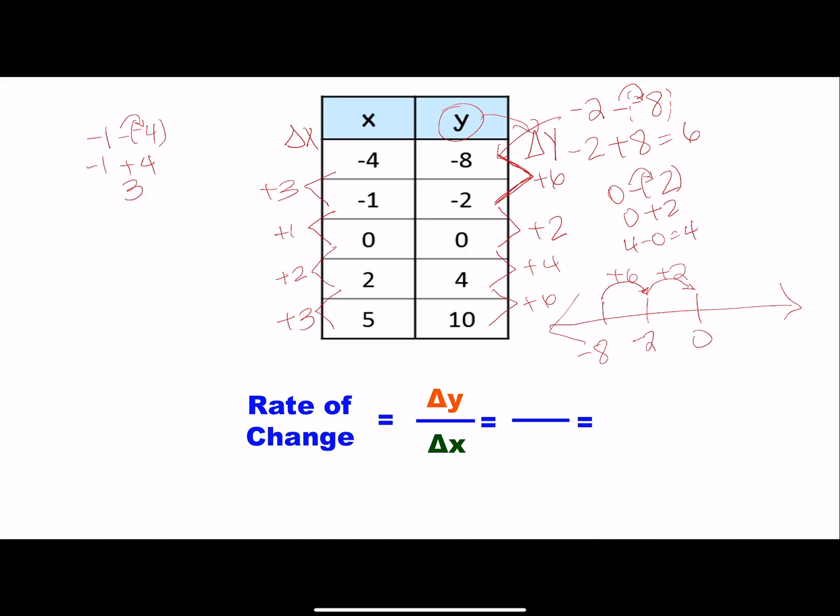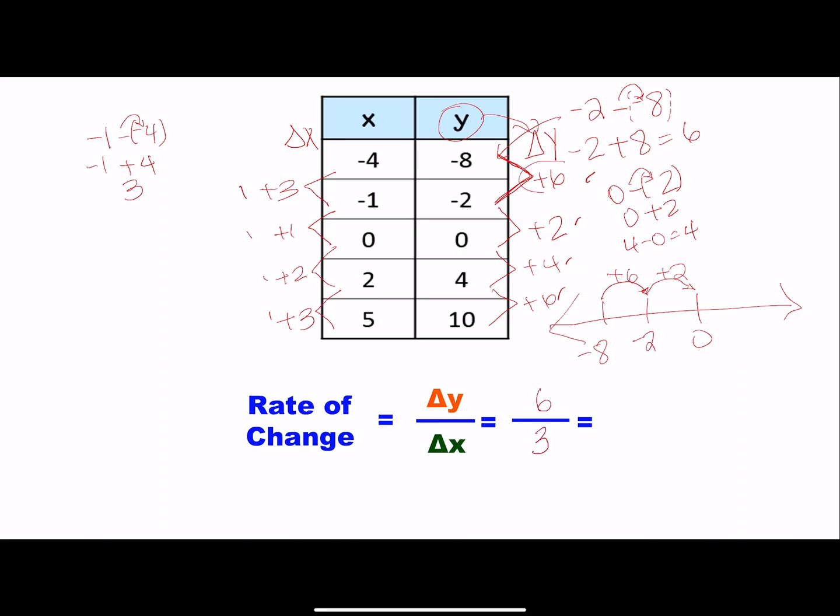This is the one I was talking about, okay? All of those changes are different, right? We have a +6, +2, +4, +6. On this side, we have a 3, 1, 2, and 3, okay? For you to find out the rate of change, you will have to simplify all these changes. So we're going to say 6 divided by 3.